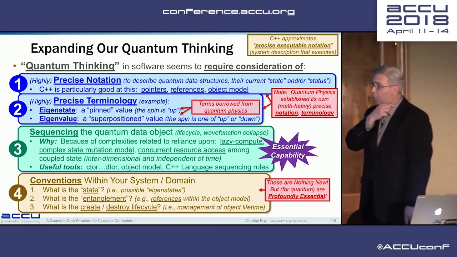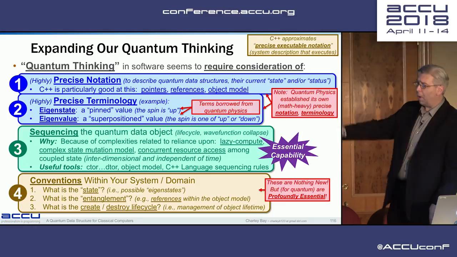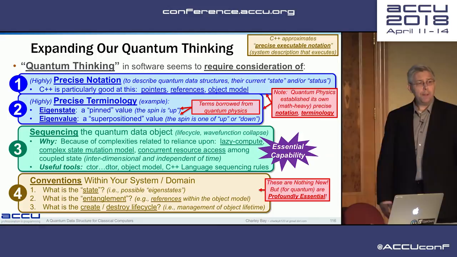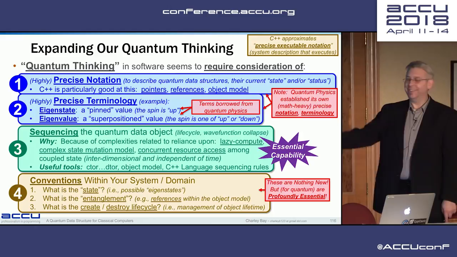So the last one on the bottom: what's your state, what's your entanglement, and what's your create-destroy life cycle, what's your source and sink? That's what we do now. It's just that you better really do that. Otherwise, the whole world blows up and everyone dies.